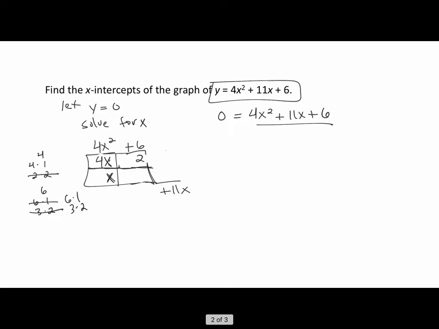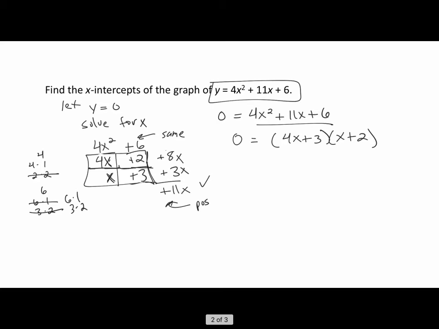So let's try 2 times 3 instead. So 8x and 3x. That might work. Let's check the signs. Same sign because the product is positive. They're both positive. So that does add up. All right. So we have our factors for this trinomial of 4x plus 3 and x plus 2.